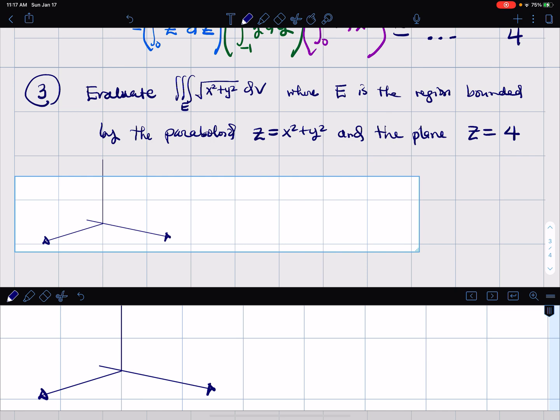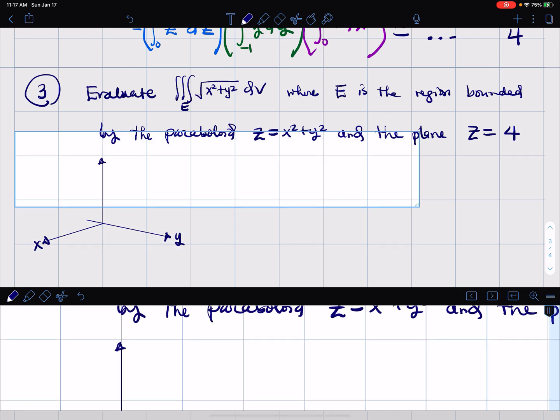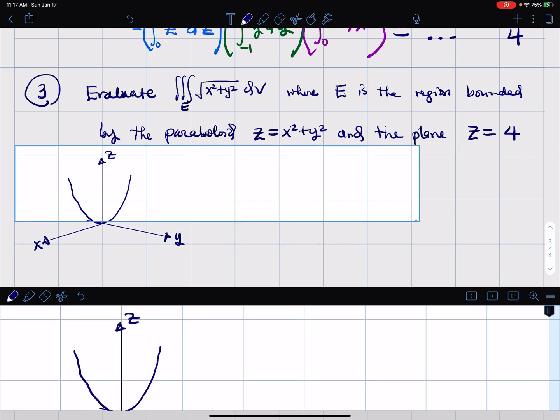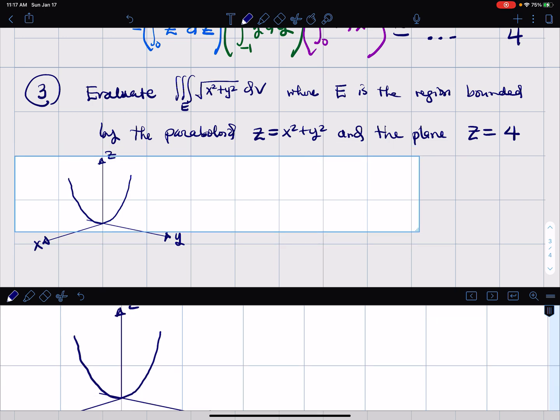This is the y-axis, this is the x-axis, and this is the z-axis. All right. So we're going from a paraboloid, it is bounded by this paraboloid, right? And it's also bounded by a plane.